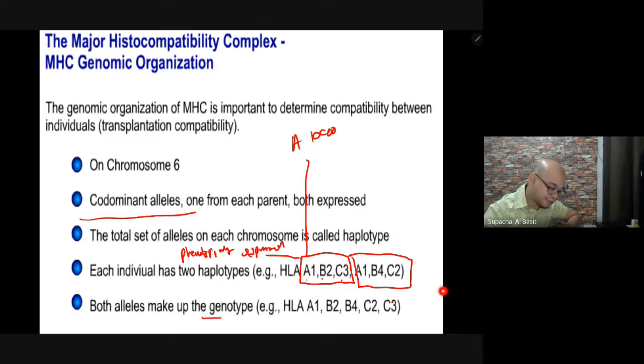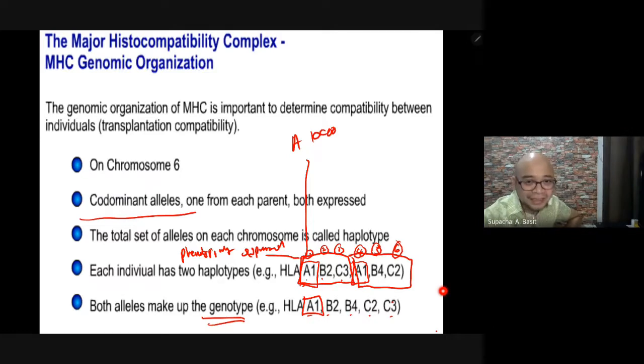Okay, and then this is your genotype. Your genotype is just A1, B2, B4, C2, C3. Why is it only five? 1, 2, 3, 4, 5. But this is 6: 1, 2, 3, 4, 5, and 6. Why is that? Because A1 is a common haplotype coming from the mother, and we have another A1 here. So that's why the genotype is just A1. We do not repeat A1, A1.